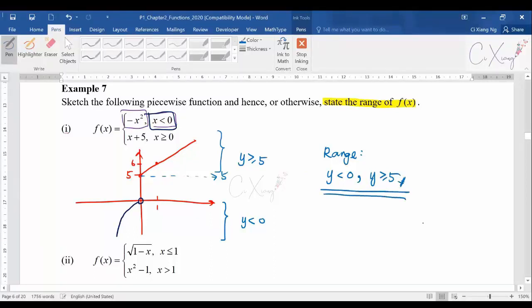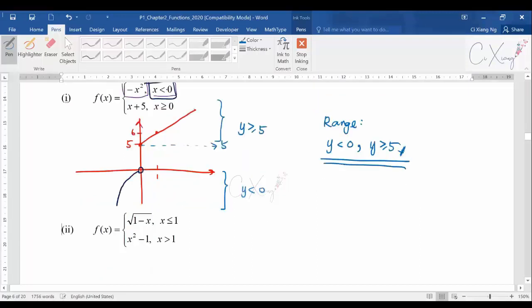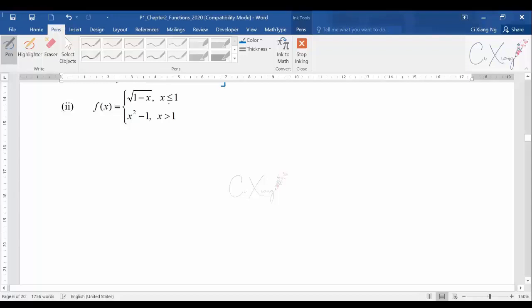All right, so this is how we actually draw it. I hope that you know roughly how to sketch the piecewise function correctly. You have to look at it part by part. Then now, example 7 part 2.